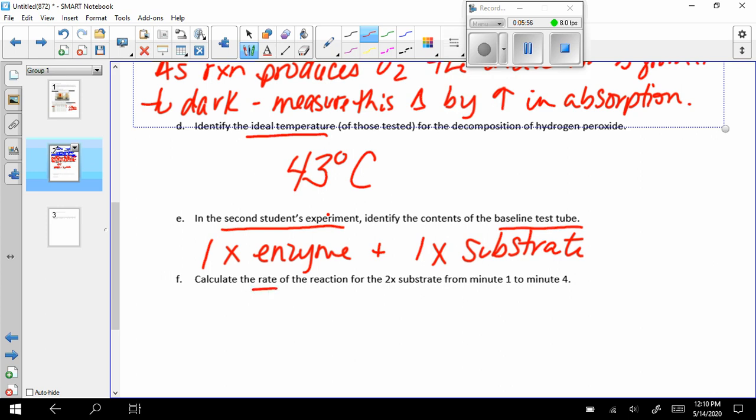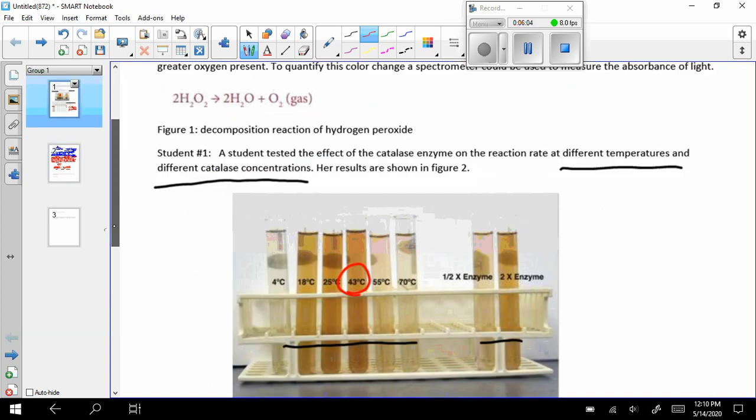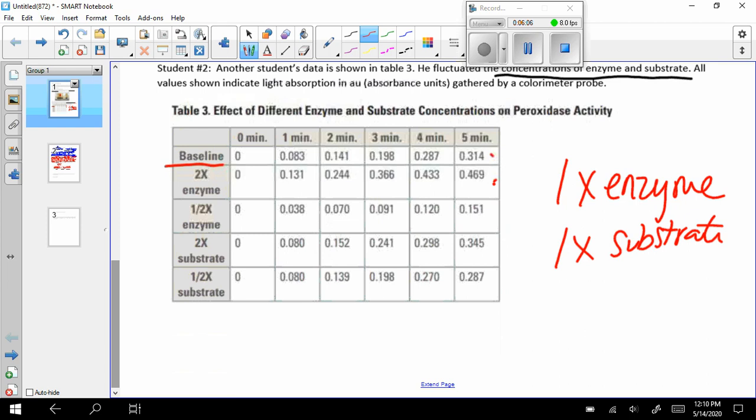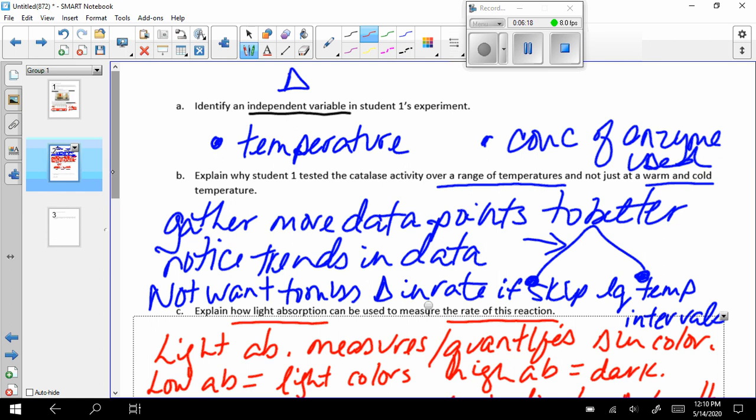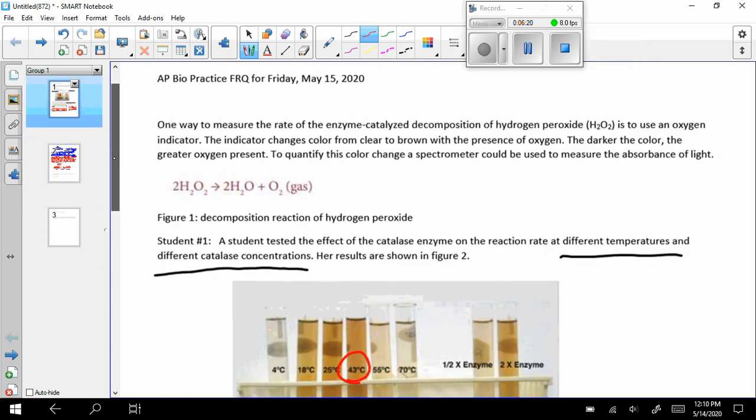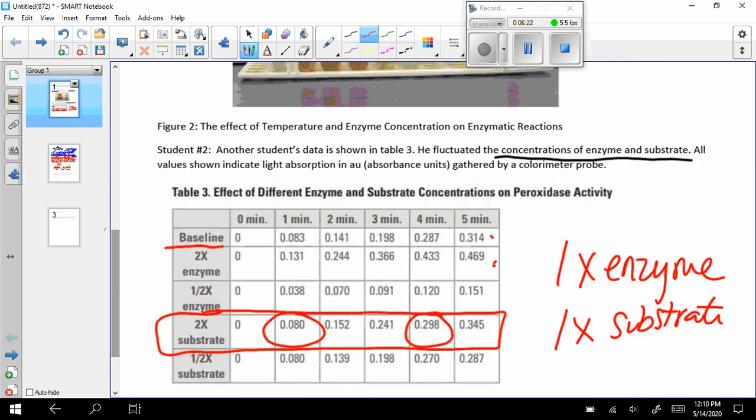All right, calculate the rate of the reaction for 2 times substrate from minute 1 to minute 4. All right, let's go back here. And let's see, here's 2 times the substrate. I want from minute 1 to minute 4. Okay. I already forgot that number, 0.298, 0.80.